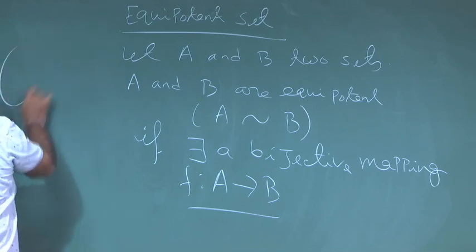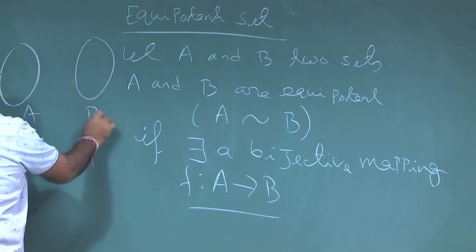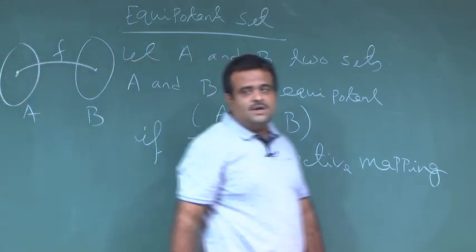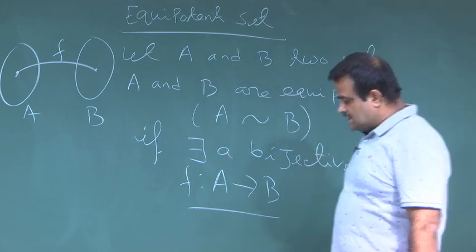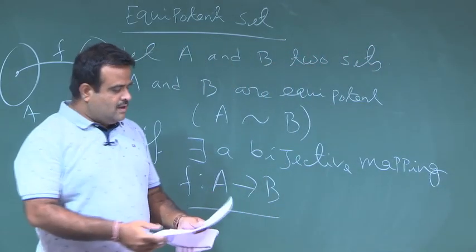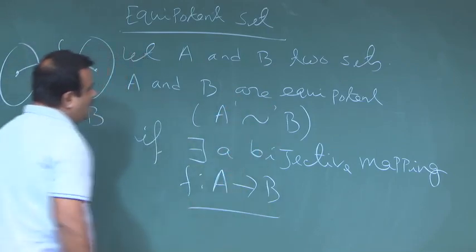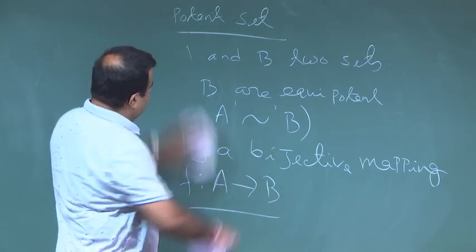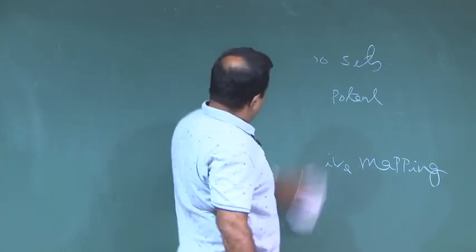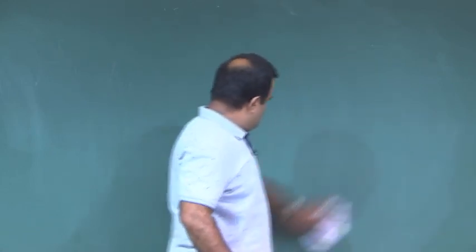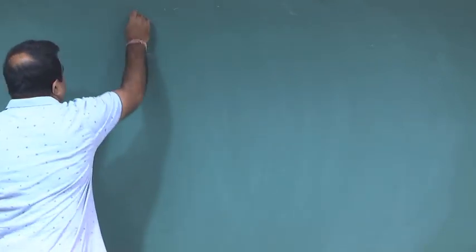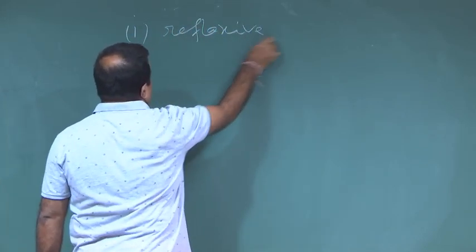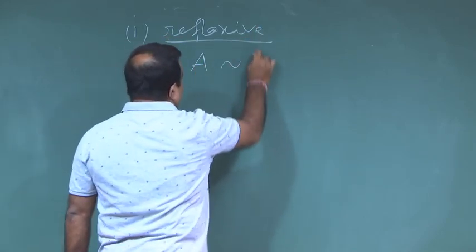That means, if we have a set A and a set B, and we can define a bijective mapping from A to B, then we say the sets A and B are equipotent. Okay. So, now we consider the set of all sets, and we will see that this equipotent relation between two sets is an equivalence relation. For that, first of all we need to show it is reflexive. So, we need to show A is equipotent to A.